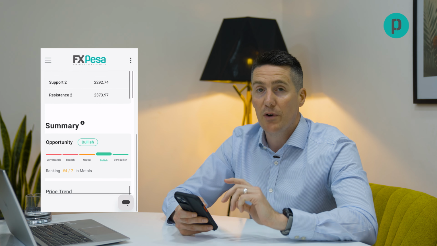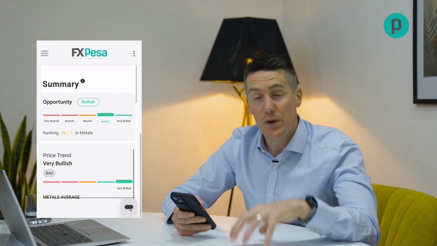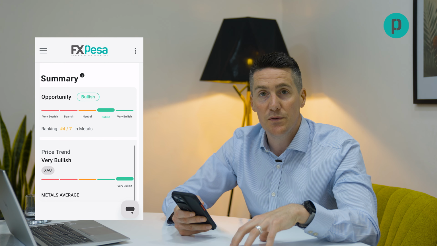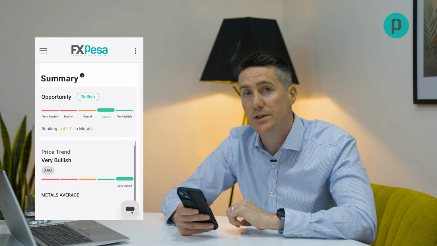Below the overview section, we have a summary. This is where we break down that opportunity score that we saw at the top of the page. So we factor in a number of different metrics in order to formulate this opportunity score and give you a very general snapshot of what the current opportunity is.